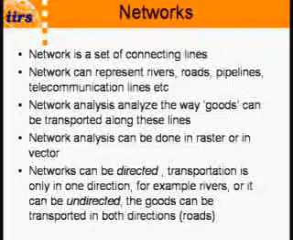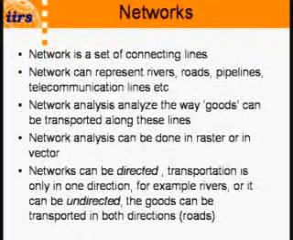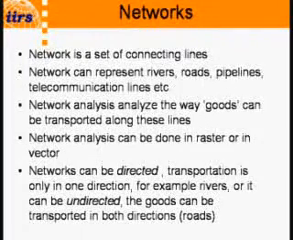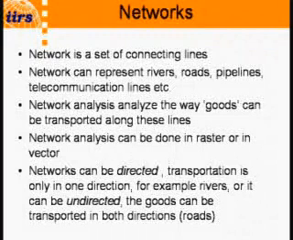Network is basically a set of connecting lines. It can represent rivers, roads, natural or artificial features, pipelines, telecommunication. Network analysis analyzes the way goods can be transported along these lines, and it can be done in raster or in vector. A network can be directed, where transportation is in only one direction, for example rivers, which flow in one direction, or it can be undirected, where goods can be transported in both directions. So you can apply different network criteria to a line.